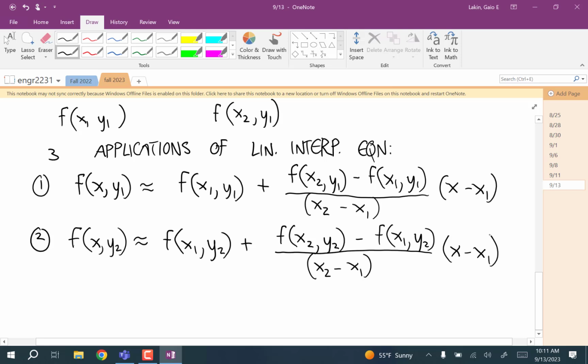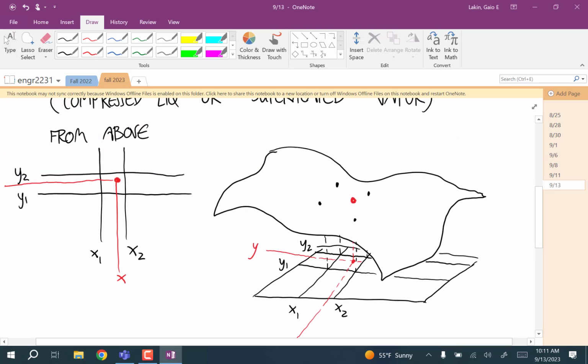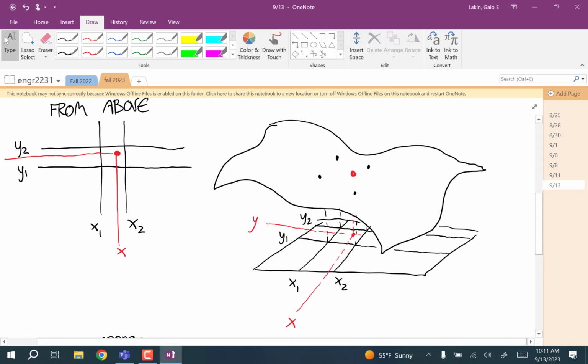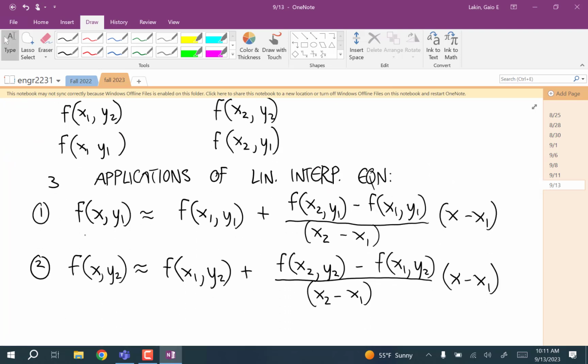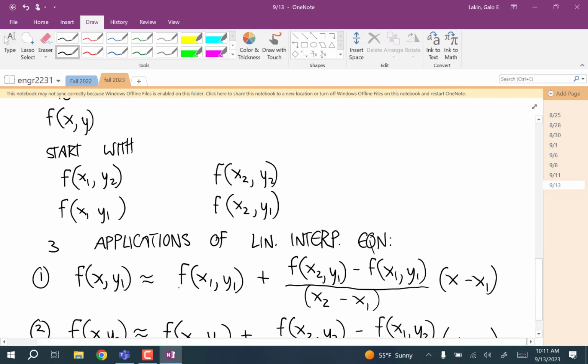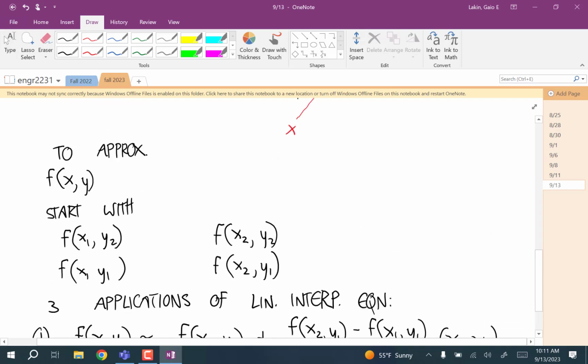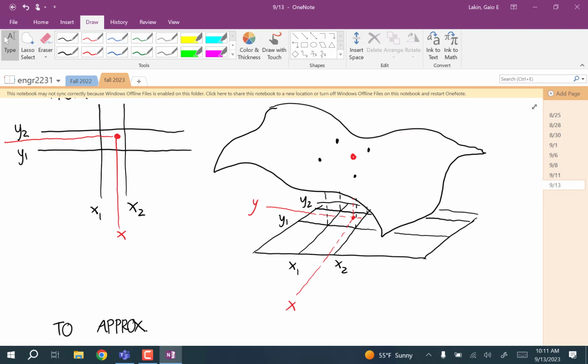And now that we've interpolated, let's think about what we've calculated here. First, we calculate the function at the smaller y value at our desired x value. Like here, the first two steps give us the green point here.